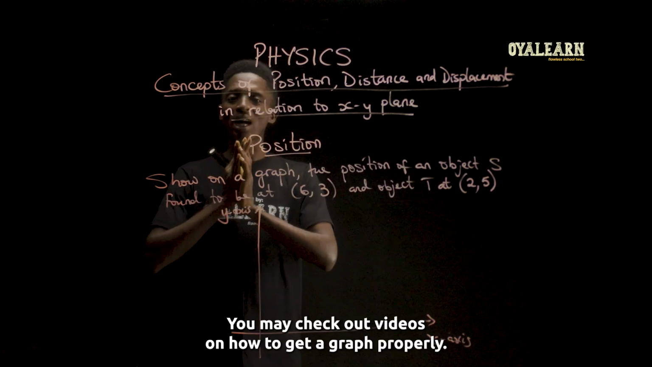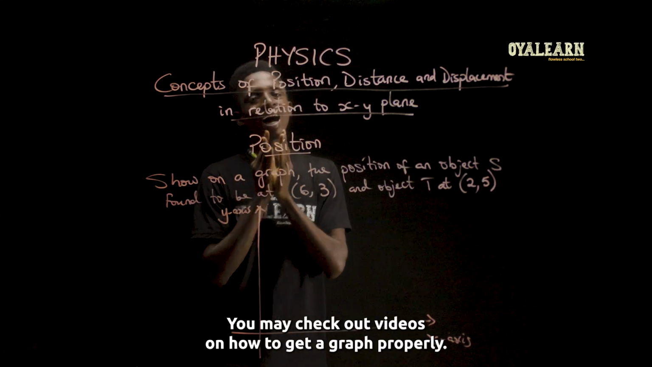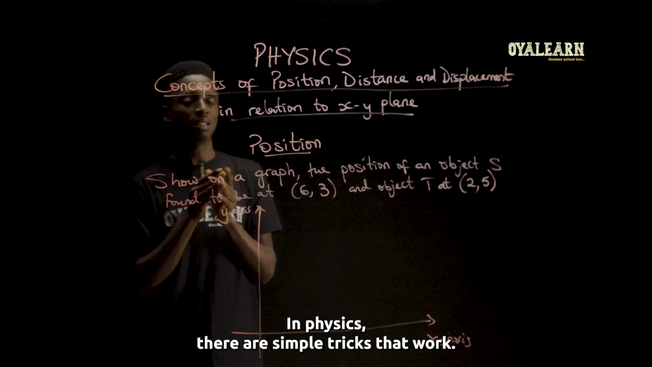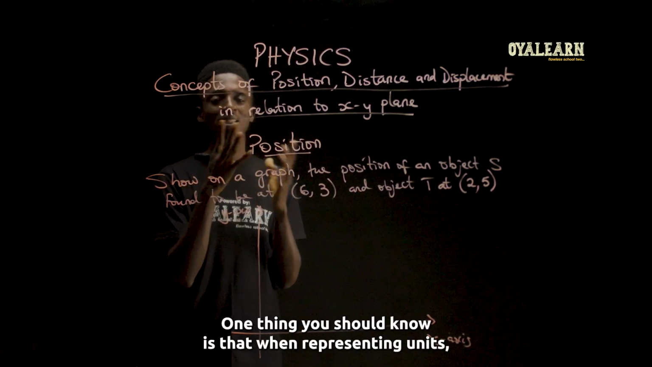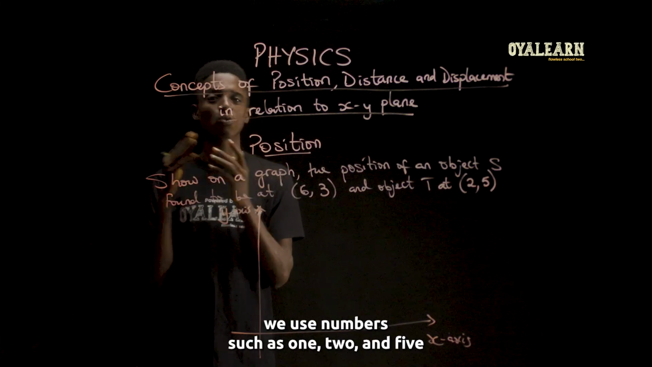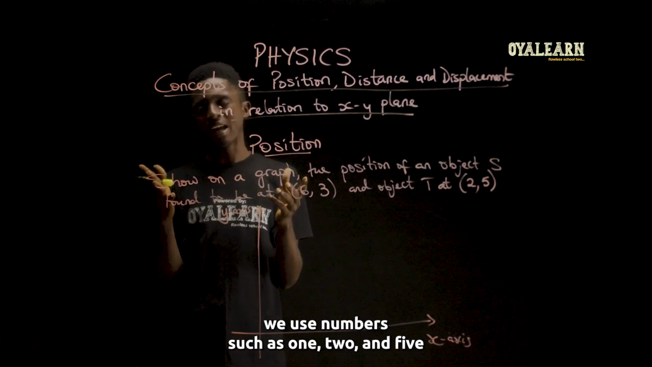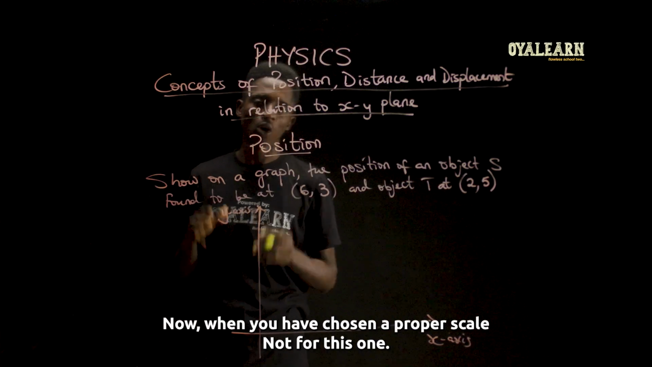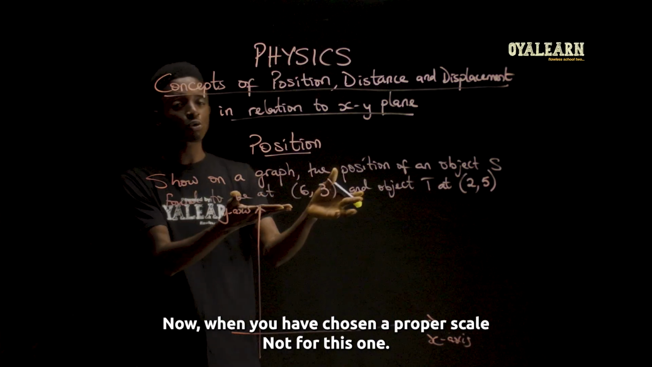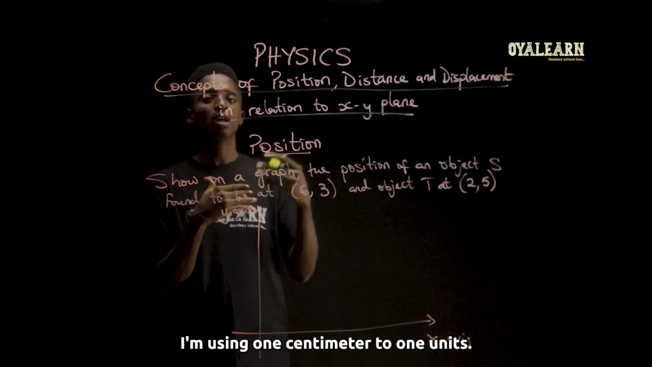Okay, you may check out videos on how to scale a graph properly in physics. There are simple tricks that work. One thing you should know is that when representing units, we use numbers such as 1, 2, and 5. Like so, we don't go in between those kind of numbers. Now, when you have chosen a proper scale, for this one, I'm using 1 centimeter to 1 unit.